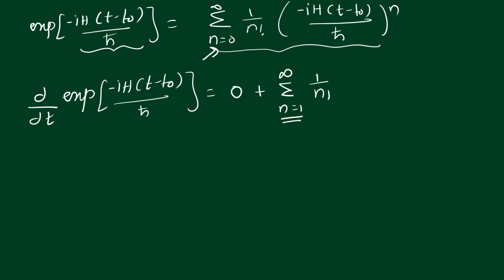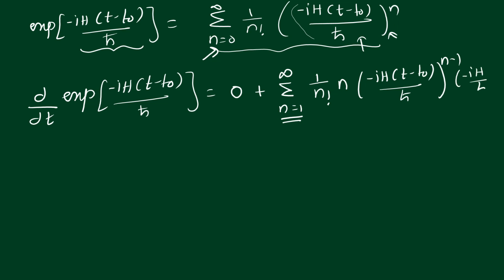The 1 divided by n factorial remains. And what's the derivative of this nth power? We know that if you have x raised to n, the derivative is n x raised to n minus 1. So that is n times (minus i H (t minus t0) divided by h bar) whole raised to n minus 1. We are taking the time derivative, so you have to multiply it with the time derivative of whatever is inside. The time derivative of this is minus i H divided by h bar, so multiplied by minus i H divided by h bar. This is the only thing that we have done.